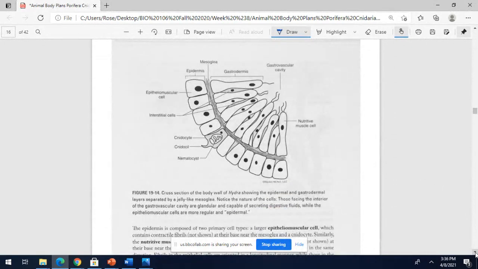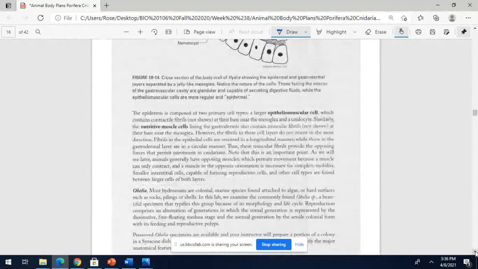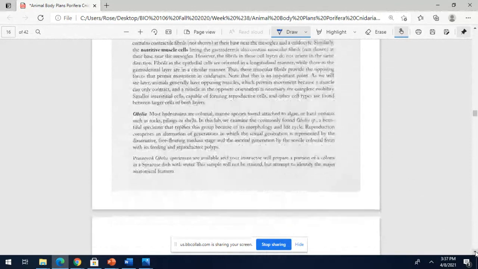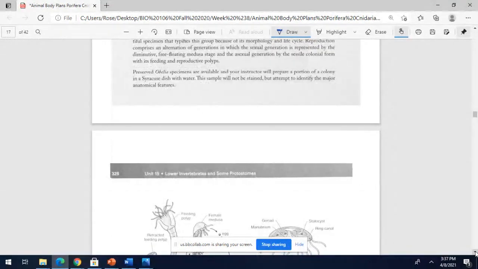So this is another cutaway version of the body wall of the hydra. Some more details than the previous. And then you need to read all that. There's different kinds of cells. It's a little more detailed, but it's good to know it, because you never know what kind of questions you guys are going to get in your second midterm.